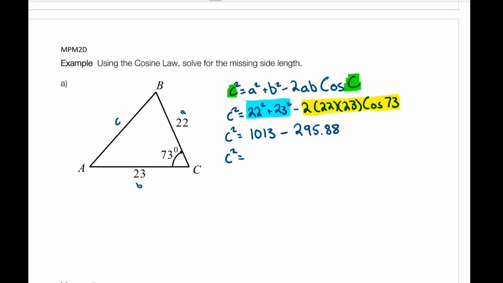c squared then equals 1013 minus 295.88, and we get 717.12. However, we haven't quite finished yet. We've simplified it as much as we can right now. I found c squared, but I want to find c, so in order to cancel out that squared, I have to square root. So the square root of 717 is 26.8.